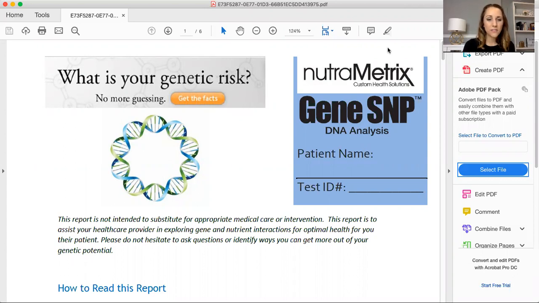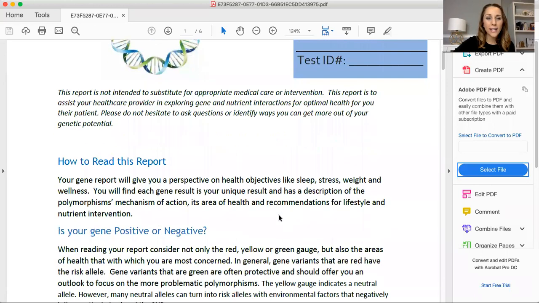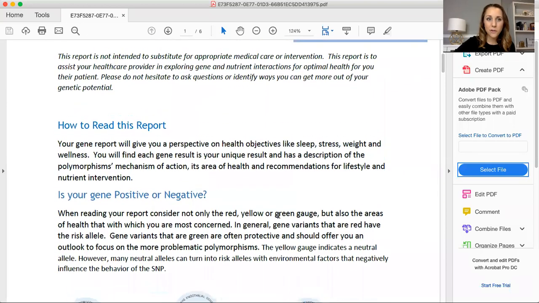The first page of this guide is the same as the customizable or editable report that you, the practitioner, will use with the patient. Right here, it has the patient's name and test ID. We do this not for you to give to the patient, but more for you to have an example of what that looks like. So this is the same as the editable report.